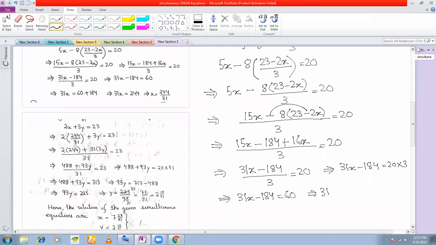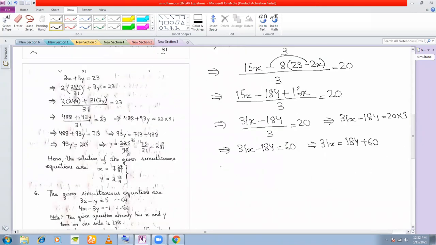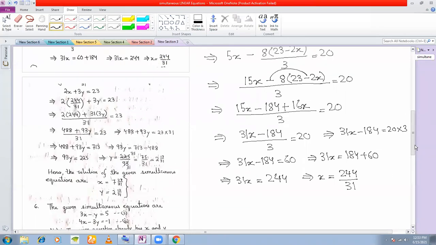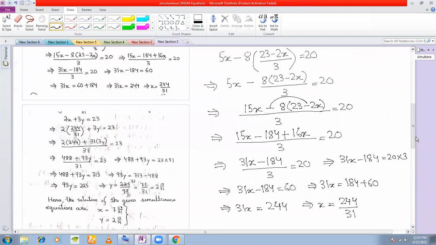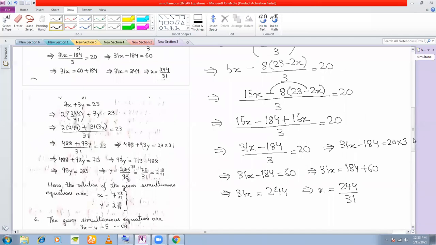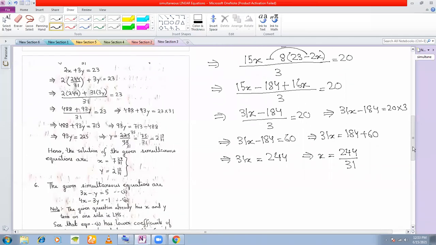That means 31x is equal to 184 plus 60, which is 244. That means x is 244 divided by 31. So this is the value of x. You can convert this to a mixed fraction also, which I have done in the notes. But you can keep it as a fraction also, because in order to find out y, we will work with fraction only.